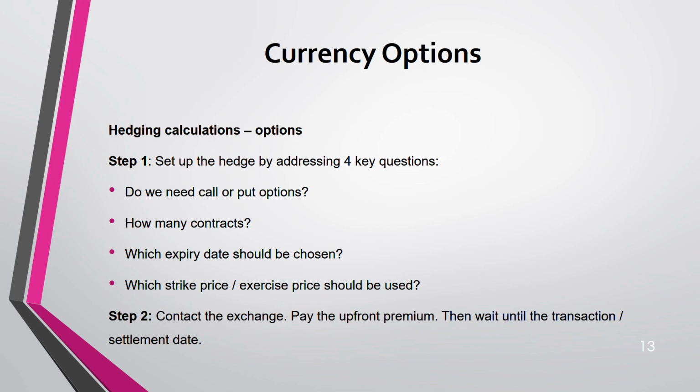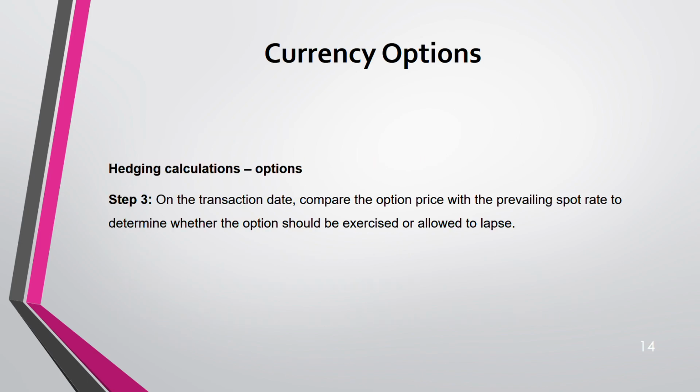Step 2. You pay the premium. Contact the exchange, pay the premium. So in step 2, basically just calculate the premium. That's it. Step 3. Same like future. There we calculated profit and loss. Here we are going to see whether we are going to exercise the option or let the option lapse. I always compare it with the spot, whether it's future or option.